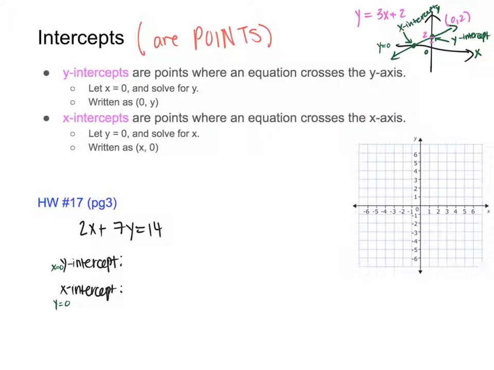Maybe down here I have more room. Okay, sorry.